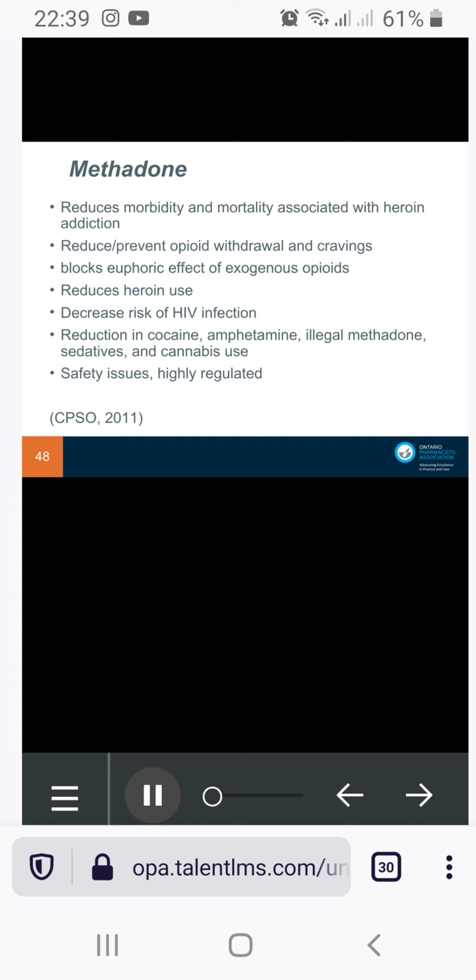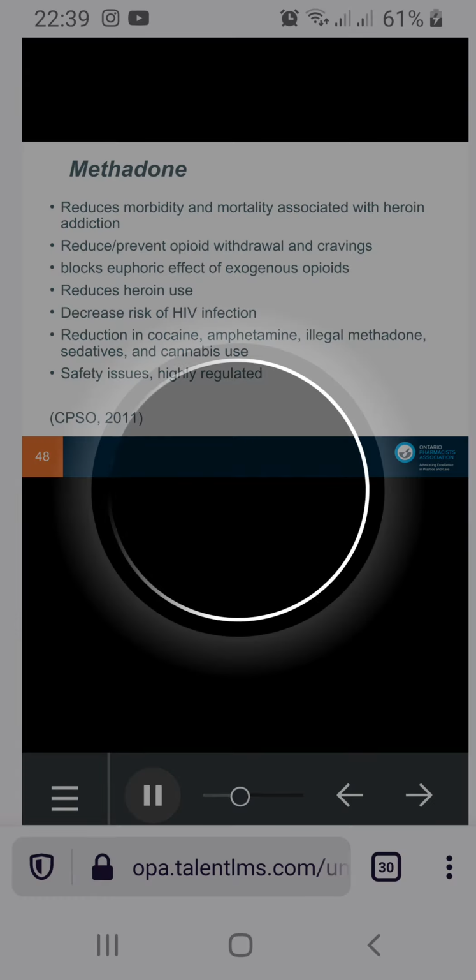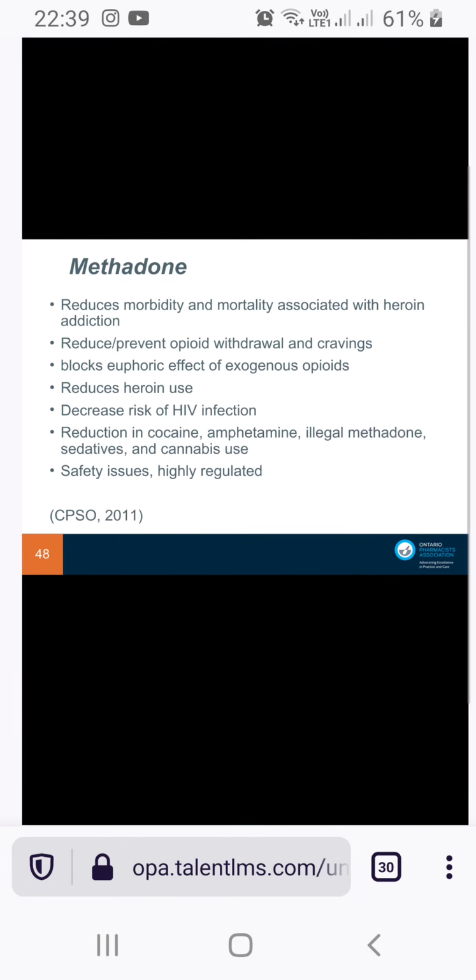Now, methadone has been shown to reduce morbidity and mortality associated with heroin addiction, shown to reduce and prevent opioid withdrawal and cravings, block the euphoric effect of exogenous opioids, reduce heroin use, decrease the risk of HIV infection, and also been shown to reduce use of other illicit substances, including cocaine, amphetamine, and sedatives. However, there are multiple safety issues, and it is very highly regulated, including in Ontario.